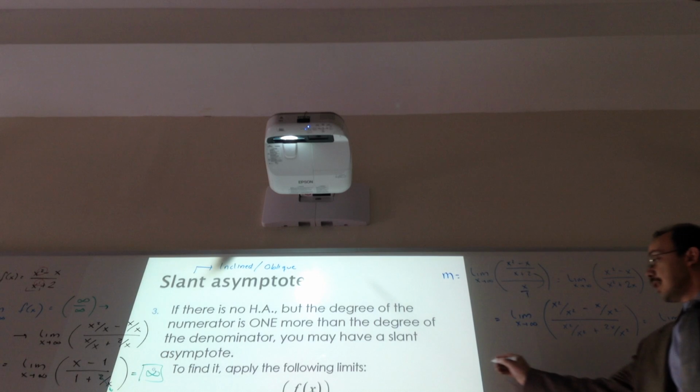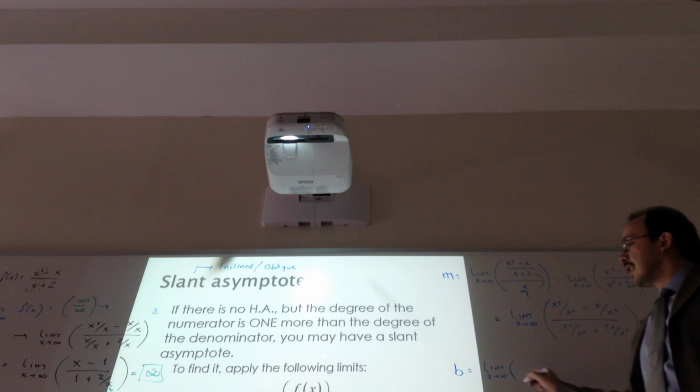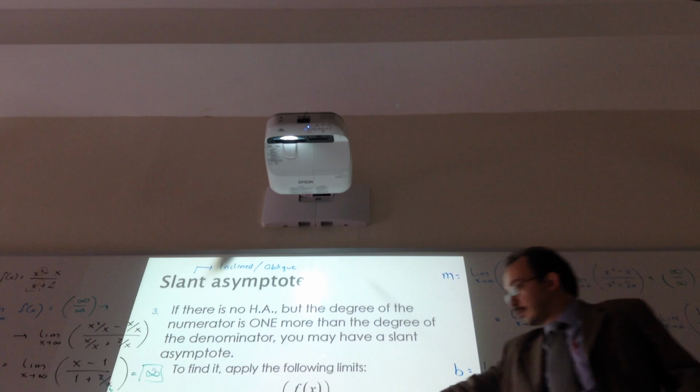Okay, now to find the b. To find the b, it's going to be the limit as x approaches infinity of f of x minus mx, which is the function over x plus 2 minus m. What m? This one, 1. So 1x. Why does it keep the 1? Because you just substitute. You put the infinity here, this becomes 0, this becomes 0, so 1 over 1 is 1. Why is x 1? 1 times x. Ah, okay.